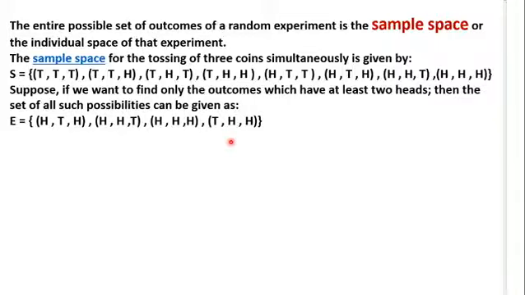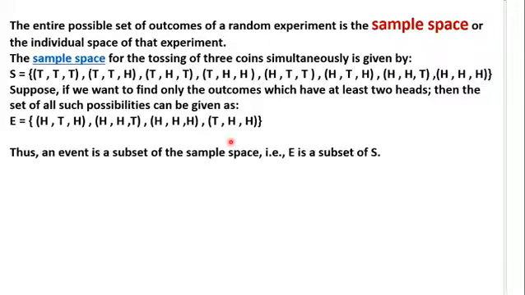So an event is a subset of the sample space. An event cannot be outside the sample space, because the sample space carries all possible happenings. So anything that happens is within the sample space.